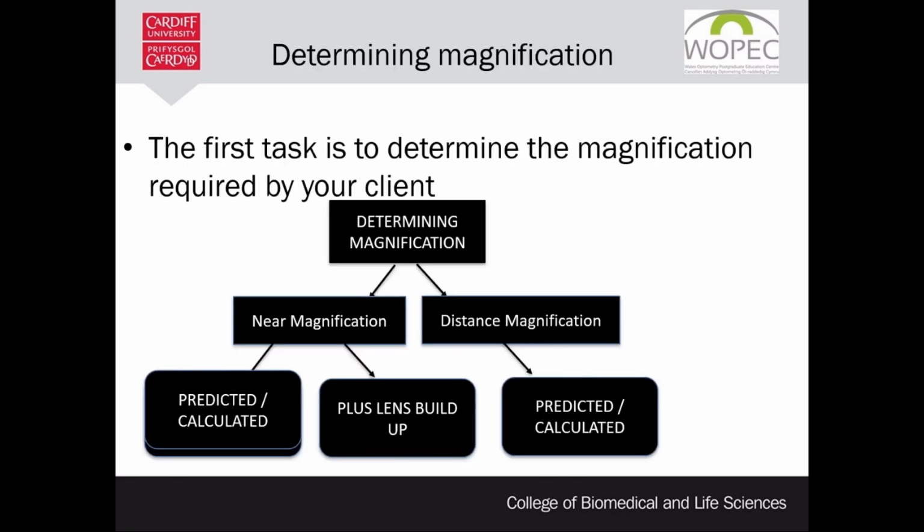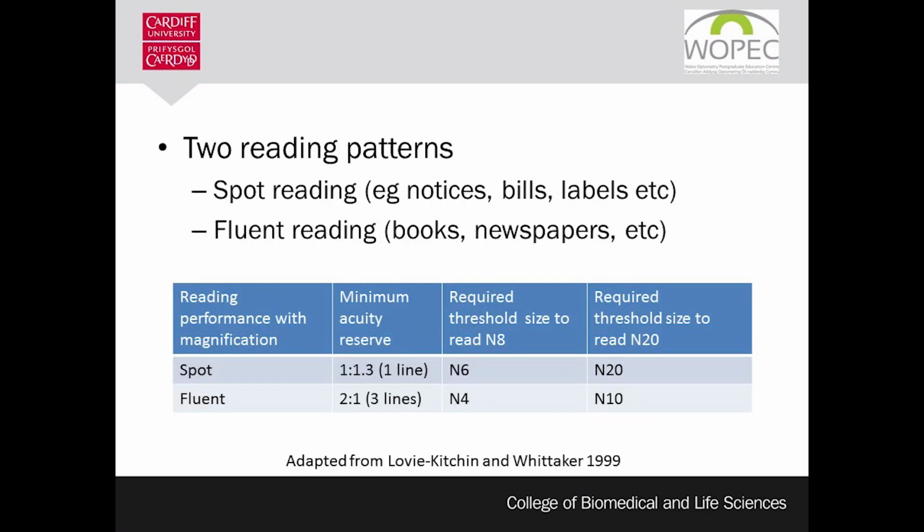In order to prescribe a magnifier, you would have to determine the amount of magnification to prescribe. The methodology used will depend on whether the task is a near task, like reading a book, or a distance task, like watching a television. If it's a near task, you could either use the predicted or calculated procedure, or a plus lens builder procedure. With distance magnification, we would only look at the predicted procedure. Before we go on to prescribe, another factor we should consider is the kind of reading speed the client would need.